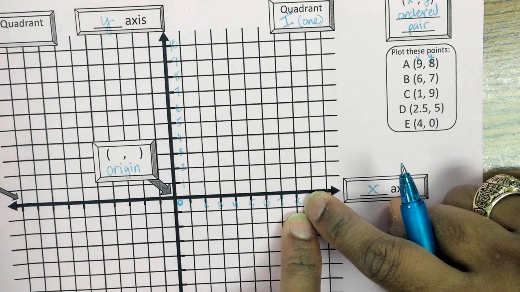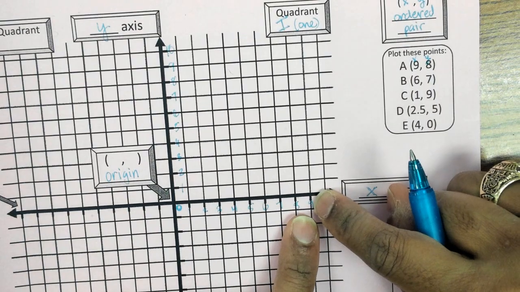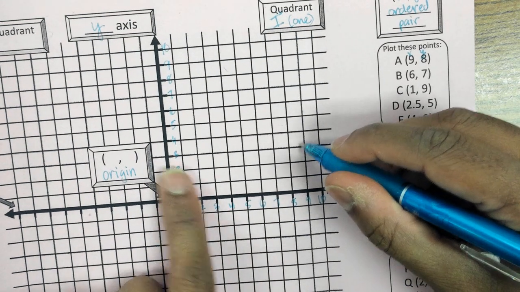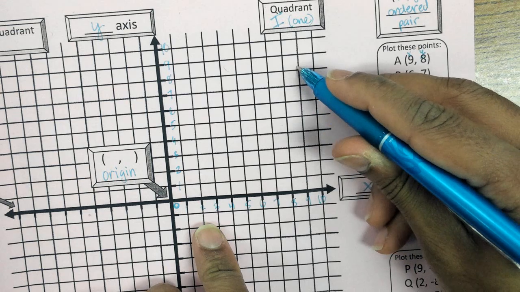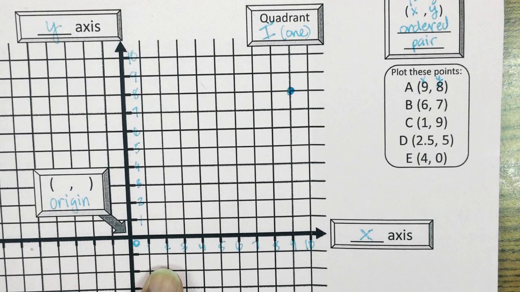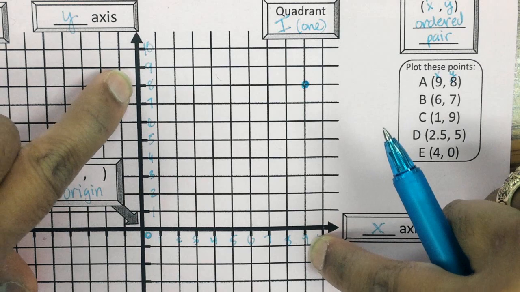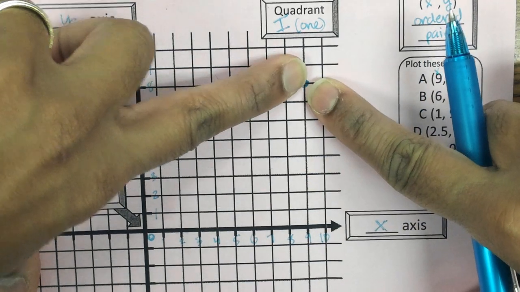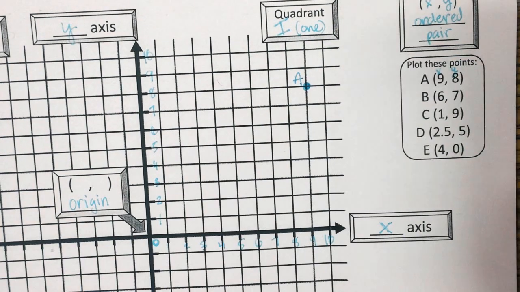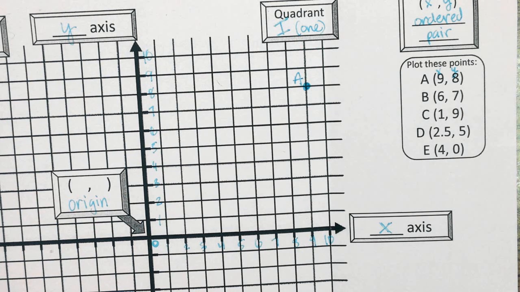Then it says y is 8. Sorry about that. Then we go 8 spaces up. So we move 1, 2, 3, 4, 5, 6, 7, 8. And we put a dot. Now notice how I put my point or my dot on my grid. I put it at the intersection of 9 and 8. So if I look at where my fingers meet up, they meet up exactly at this point. This is point A, so we write the letter A right next to it. And that's it. That's my plotted point.